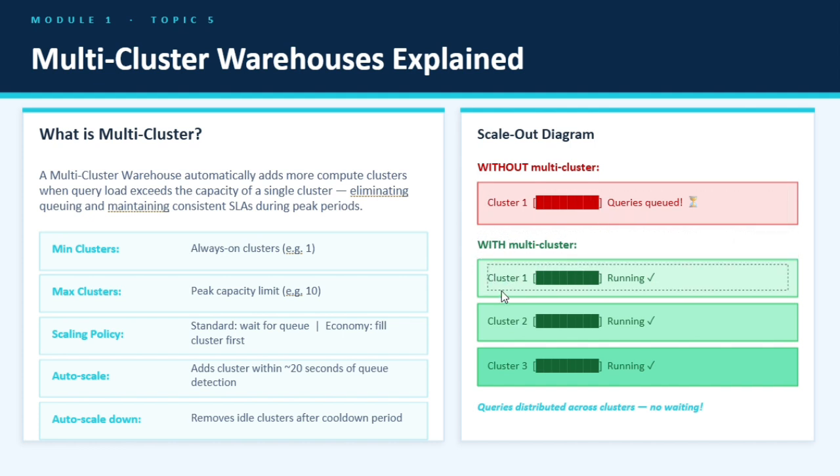By using multi-clusters, cluster 1 serves user 1, cluster 2 serves user 2, and cluster 3 serves user 3. So they query independently, they get the data easily, and they get results immediately. This is all about this topic.